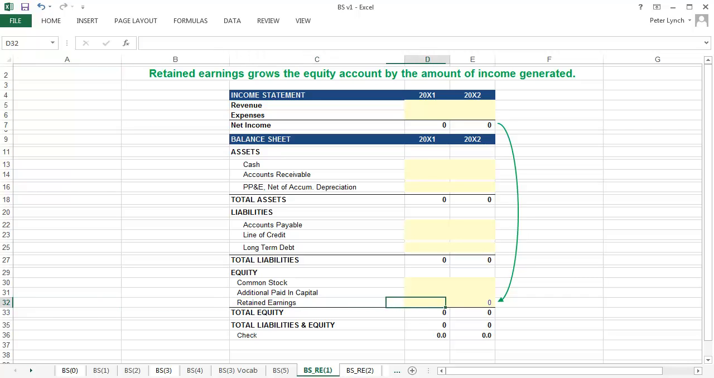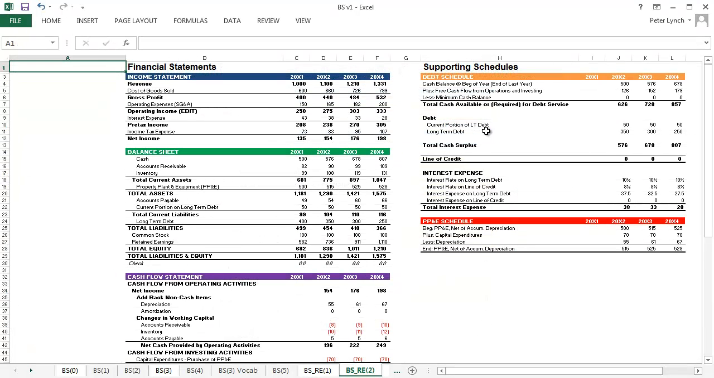When you build your model, you will see that the balance sheet is directly linked to your income statement, and that retained earnings grows by net income realized in that accounting period. The equation is just the previous year's retained earnings balance plus net income on your income statement. I thought I could also point this out on a fully integrated financial statement model.